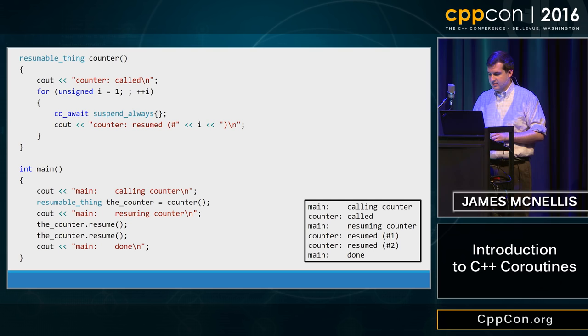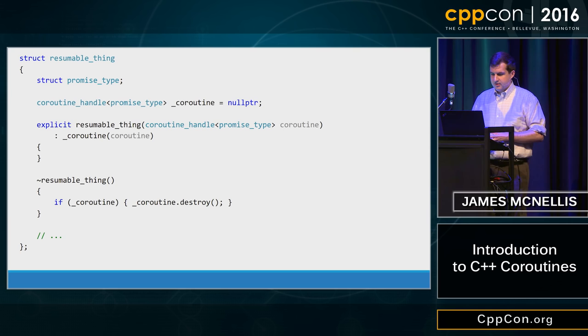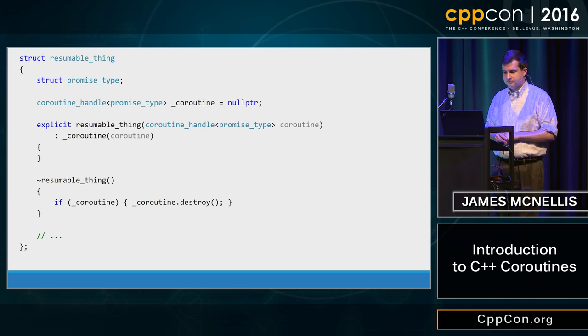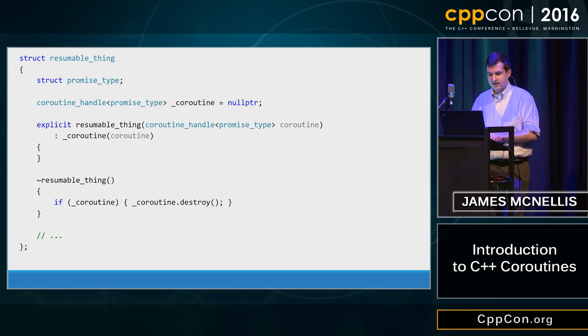So what do we have to do to implement this resumable thing? So the first thing we're going to need is to define a promise type for it. And this is going to be the type that is used under the covers to communicate between the coroutine and the caller. Within the resumable thing, we're going to need to store the handle to the coroutine so that we can resume it. Its constructor is actually just going to take that, and we'll see how we construct that in a moment. And then in the destructor, we're going to call destroy, because again, in that function, we will never actually reach the end, so we're going to need to destroy it somewhere.